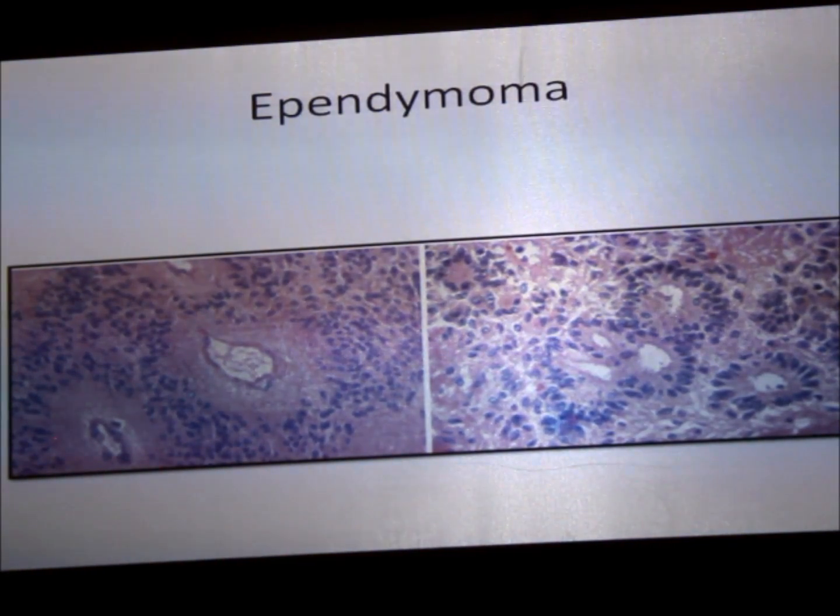Ependymoma. This tumor arises from the ependymal lining. Ependymal lining is present in the ventricles, where the CSF is formed. So if a tumor arises in that canal, it can cause obstruction of it.